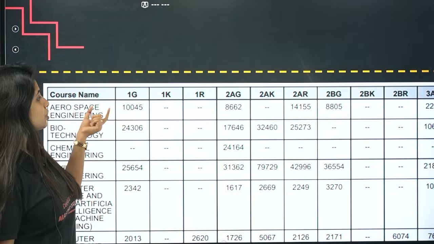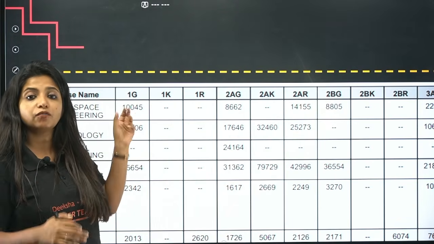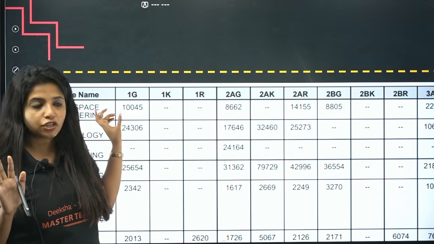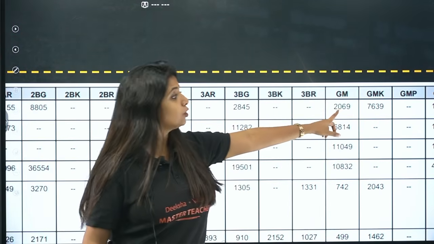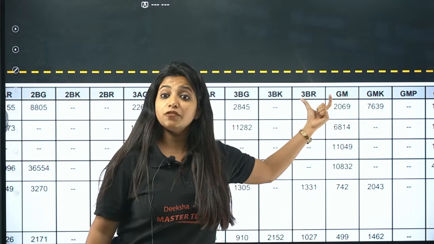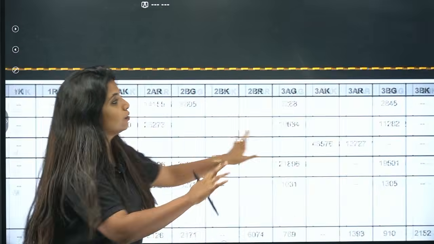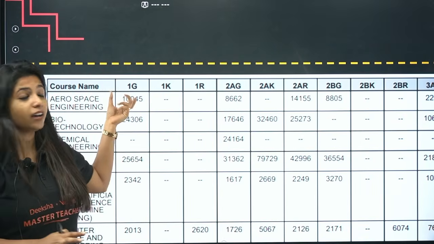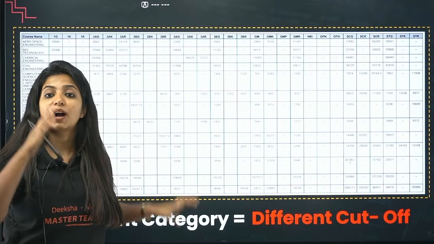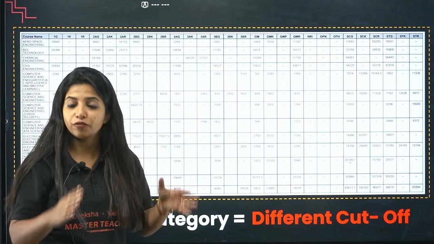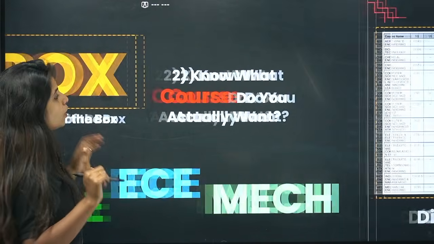Here for aerospace engineering, the cutoff is 10,045. That means if someone has to get a rank within this particular range and get the course over here, they have to belong to category 1. What about general merit? It is 2069. This cutoff is very tight. You have to be within this particular range. But now, since you are aware that according to your category the cutoff is going to be different, you have to make your list accordingly. Different category, different cutoff, always remember that. Do not make the mistake out there. You might be losing out on options.